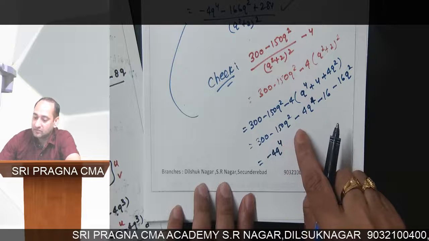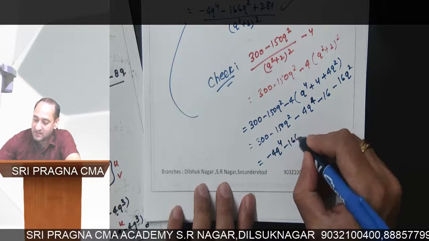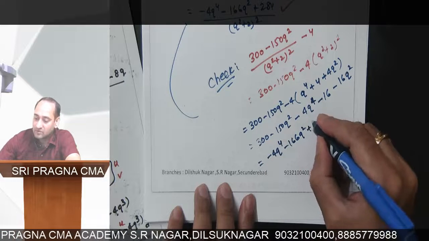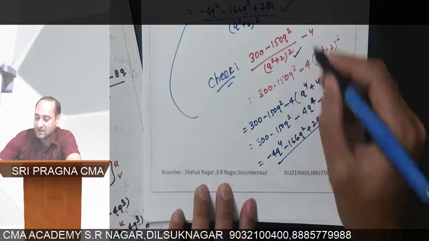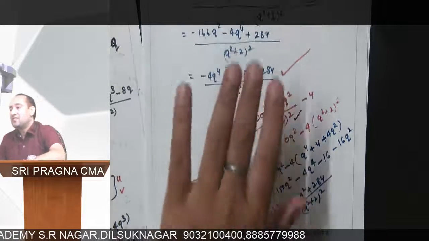No, minus 166 q square, this one, plus 284. देखो मेरा आ गया क्या? And divide, obviously I have left this part, I am keeping this one. आ गया आंसर. So this verifies that I have got the answer.